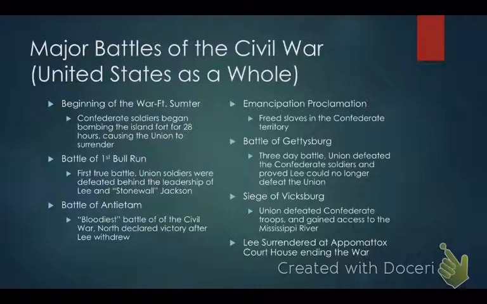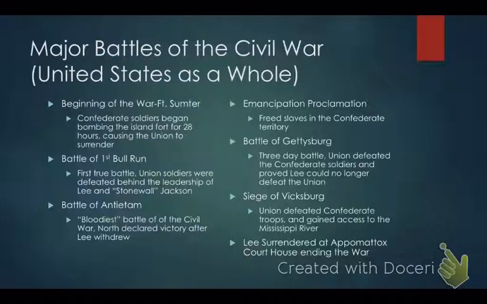many people died. Because of the Battle of Antietam claiming the victory there, Abraham Lincoln was able to pass his Emancipation Proclamation, and this proclamation freed all the slaves in the Confederate territory. It was written in 1863, so about midway through the war.